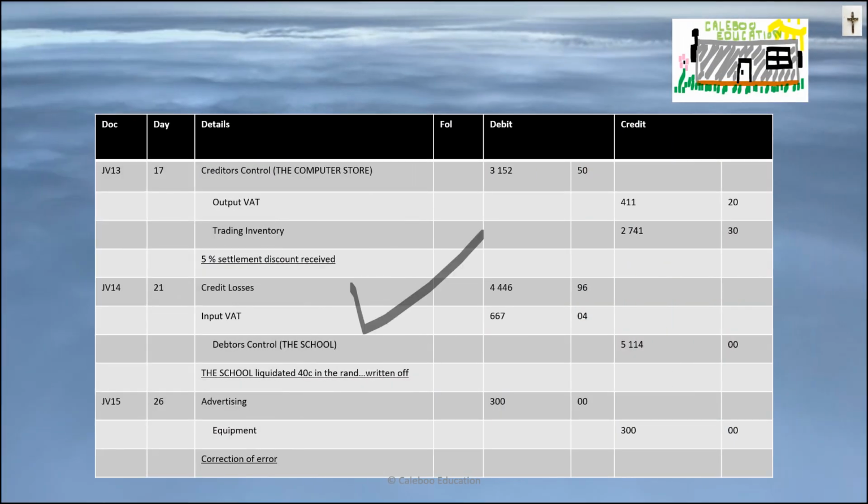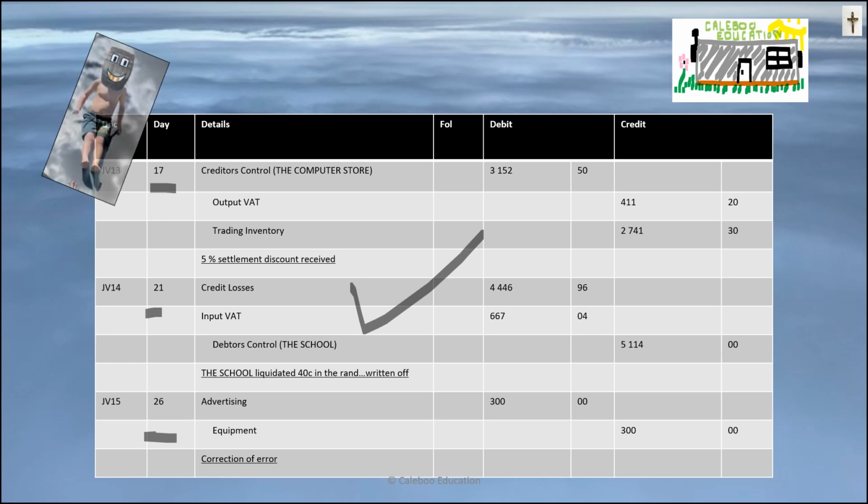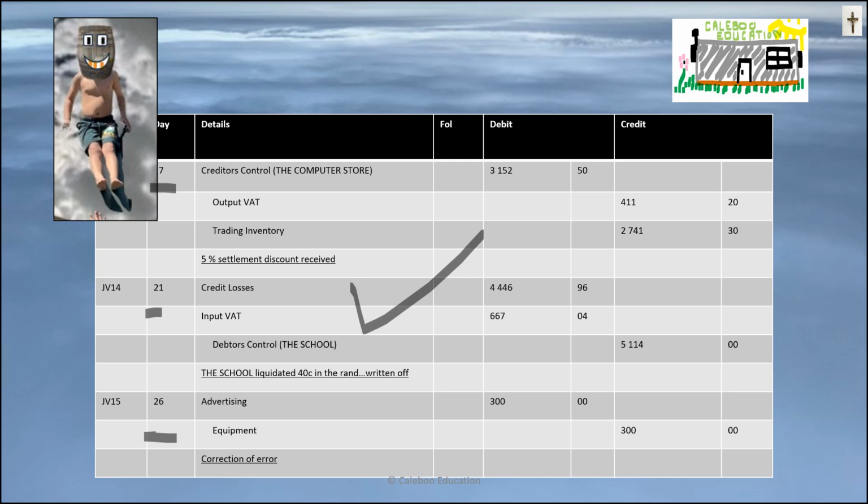Here is the end of the journal, the transactions that happen on the 17th, 21st, and 26th. And there's VAT Boy. He's popped in just to make sure that you've dealt with VAT correctly, and he has a happy face. So I think we've done things correctly.